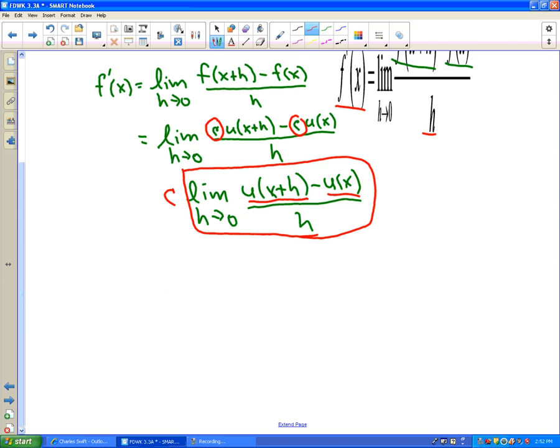So we have c times the derivative of u, which is the same thing as c times du dx, remember, is the derivative of u. Now, how does this help us?